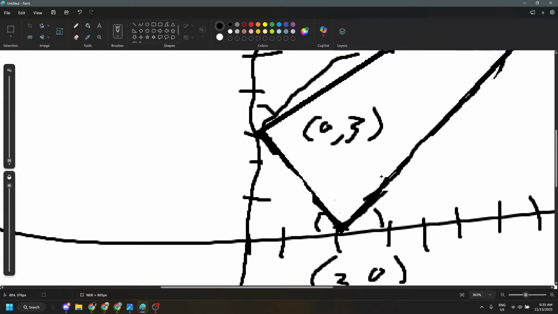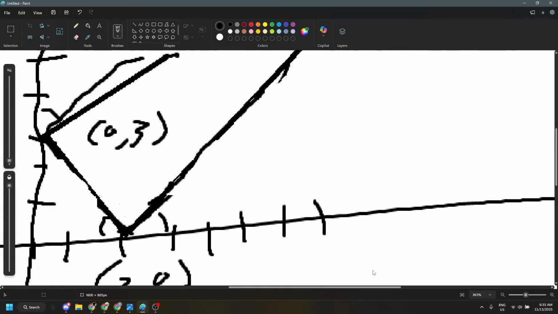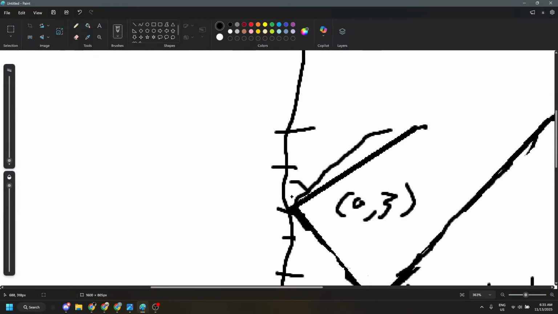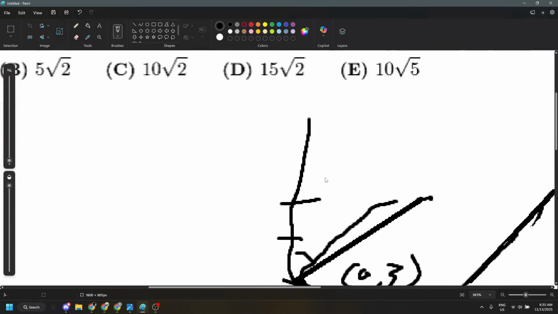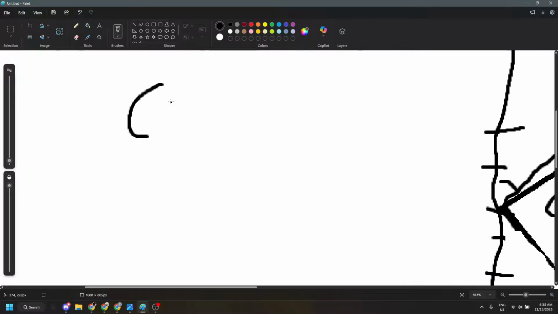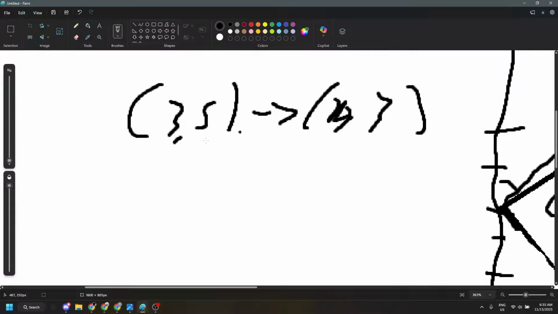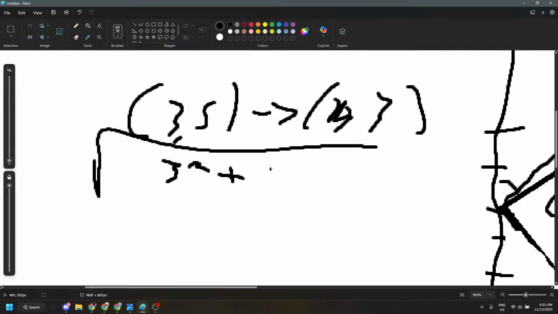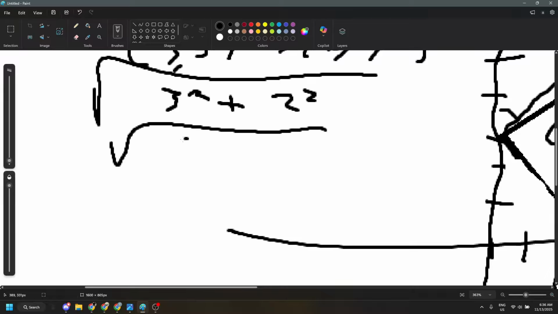So all we need is the distance. I'm just estimating here, and that will give us the estimated distance. So the distance between (3, 5) and (0, 3) is the square root of the change in x, which is 3, squared, plus the change in y, which is 2, squared. So the square root of 9 plus 4 equals the square root of 13.